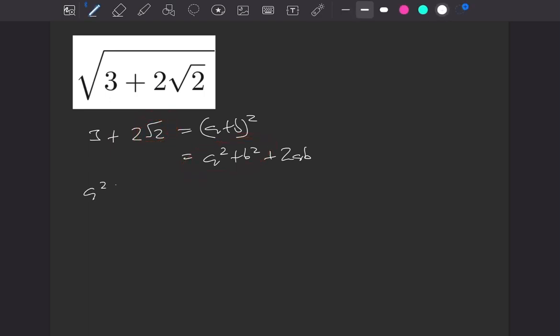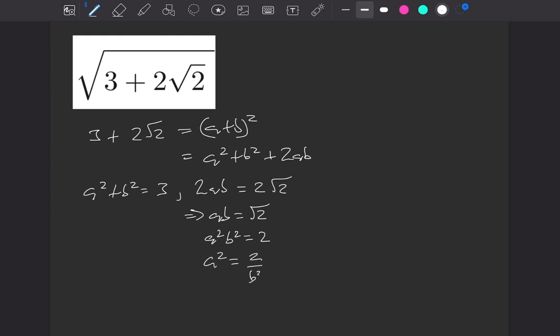So we can say a squared plus b squared is equal to 3. And also then that our 2ab is equal to 2 root 2. Using this second equation, we can divide by 2, and we'll get that ab is equal to root 2. Square both sides, a squared b squared is equal to 2. So we can get an expression for a squared. It's going to be 2 over b squared. Could have done the same for b, doesn't make a difference.